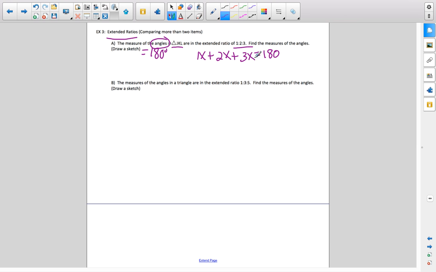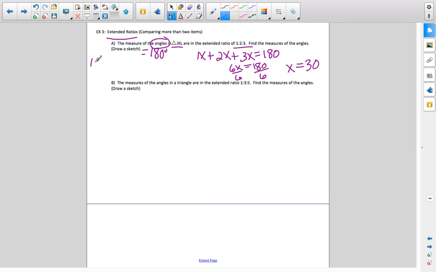Now when I combine my 3 terms, I get 6 of those x's, which equal 180. And when I divide by 6 on both sides, I'll get x by itself, and it equals 30. Is that the measure of an angle? Well, let's see. One angle is 1 times 30, so 1x equals 30.